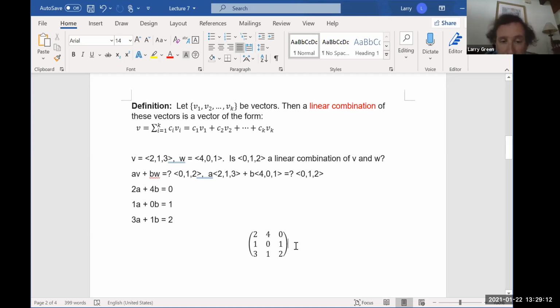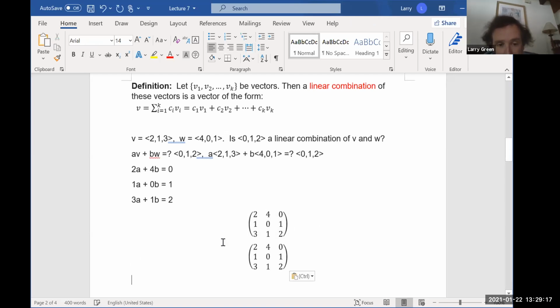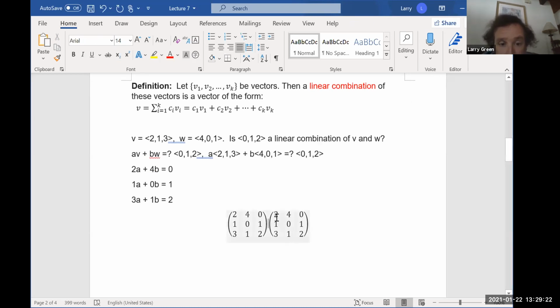So what I can do is REF. I'm going to switch row 1 and row 2 because I want that 1 on the top. So I get 1 and 1 on the top now. And 2, 4, 0. Three, 1, 2.